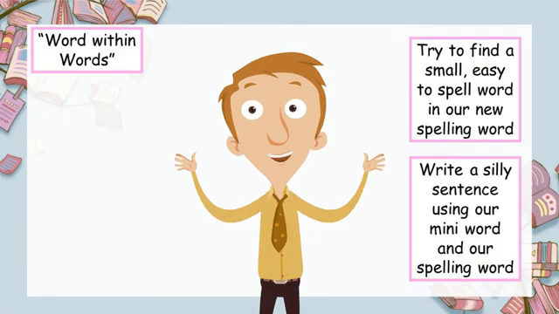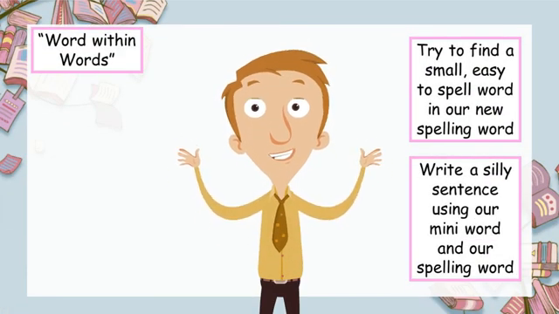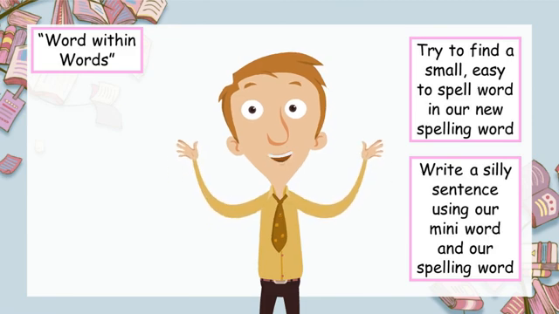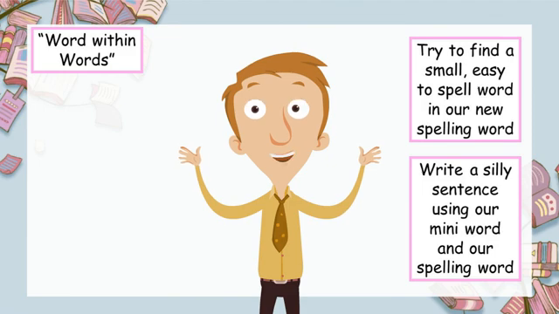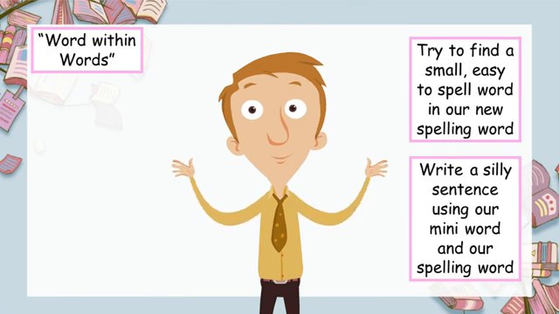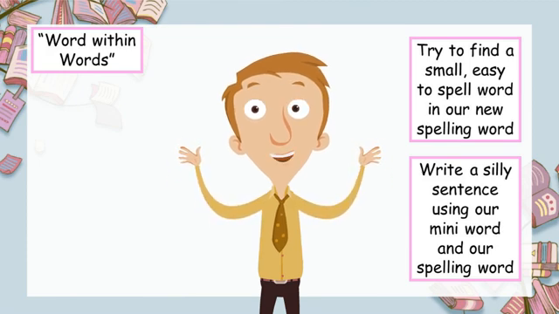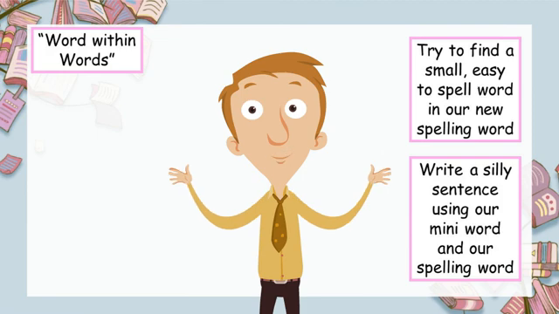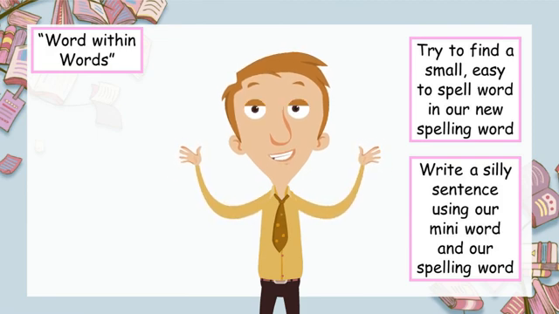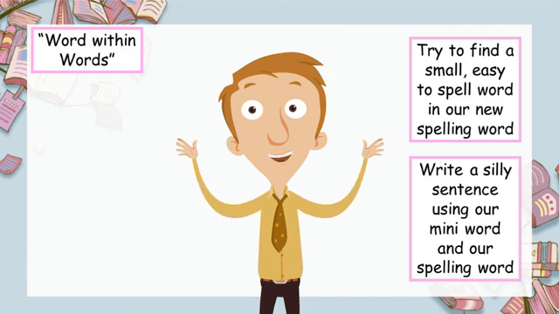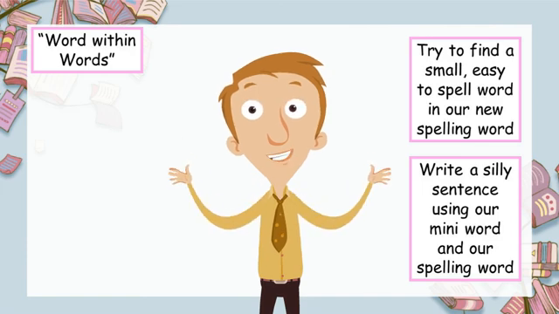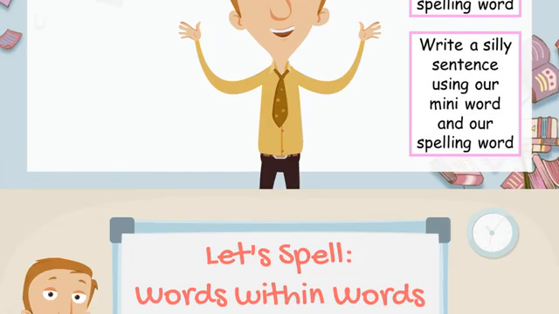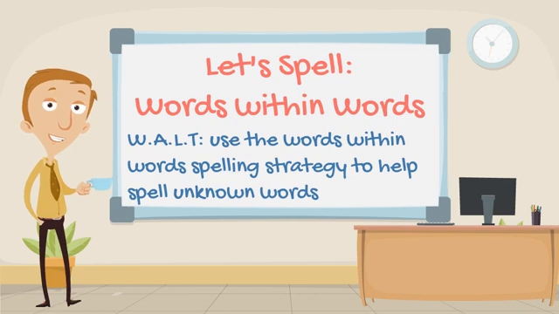So to quickly recap, the words within words spelling strategy has got 2 steps. First, we look at our new spelling word and we try to find some small, easy to spell words in this word. We highlight these so that we can see them clearly. Our second step is to write a silly sentence that uses our mini word and our new spelling word together. This will help us remember it when we need it in our writing later on. Try the practice activities down below now to see if you've mastered the words within words spelling strategy. So our WALT for this lesson was to use the words within words spelling strategy to spell some unknown words. We're ready to give that a try now.